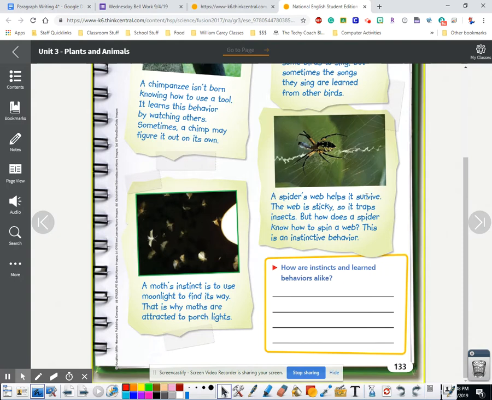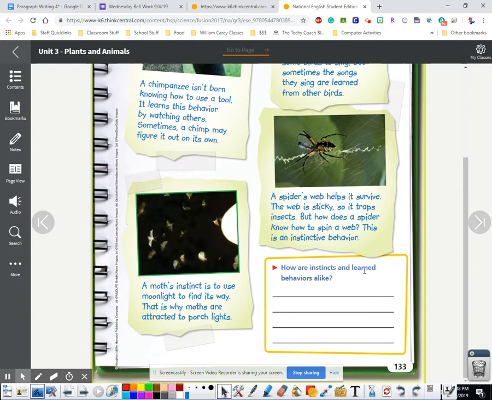A spider web helps it survive. The web is sticky, so it traps insects. But how does a spider know how to spin a web? This is an instinctive behavior. It is born knowing how to do this. A moth's instinct is to use moonlight to find its way. That's why moths are attracted to porch lights.